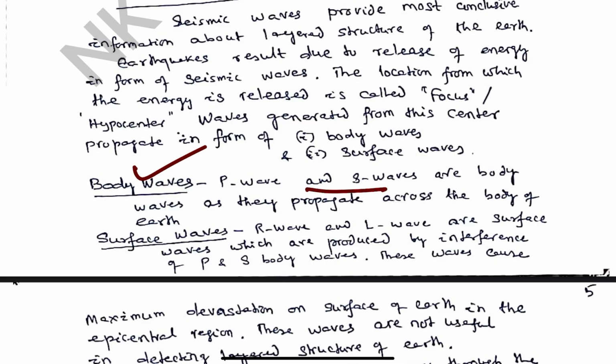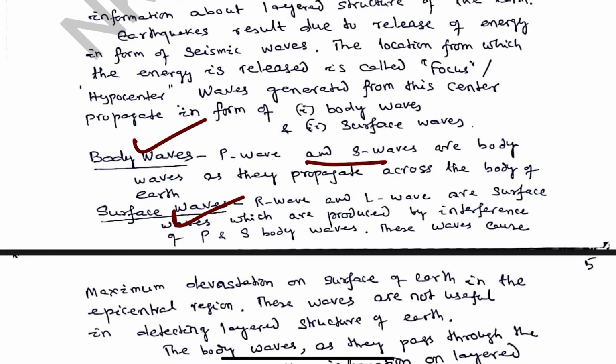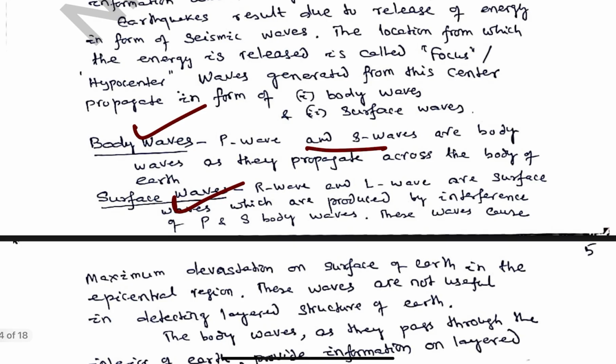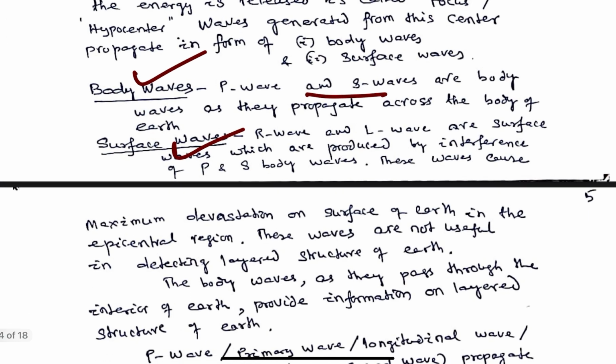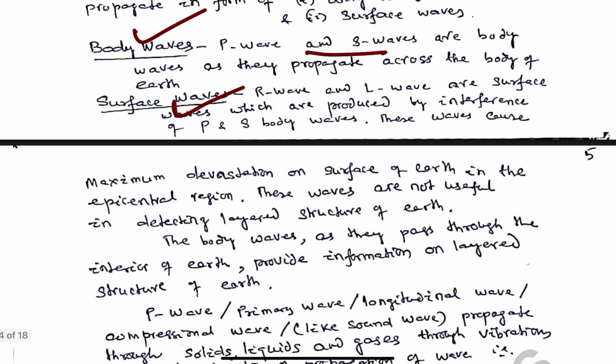they are surface waves. Surface waves are L and R waves, which are produced because of the interference of P and S waves, and they occur in the epicentral zone concerned with the earthquake, and there the maximum devastation takes place. But body waves, P and S waves, simply pass through the body of the Earth and they are received at the recording stations at different times.